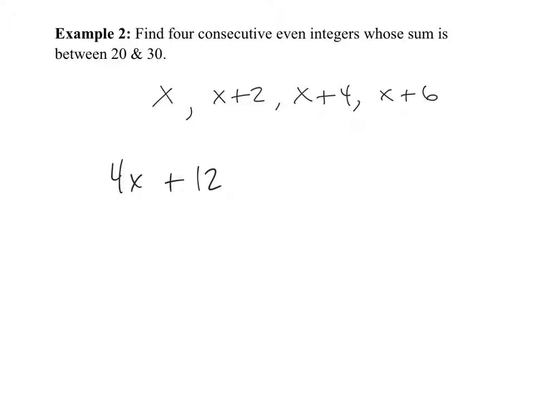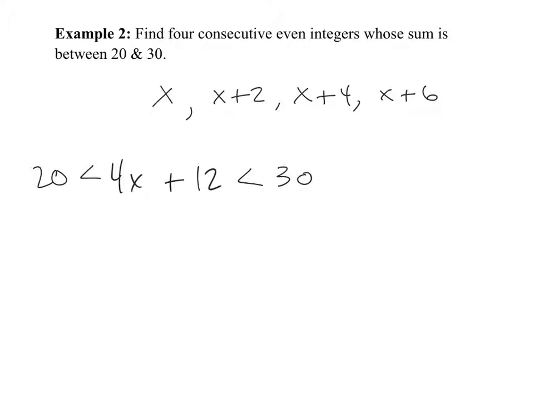How do I write that? How do I write, so this is the sum right here, right? Everybody can do the math in their head? That's the sum. How do I write it between 20 and 30, Alex? What do I do? You just do 20 is less than 4x plus 12, which is less than 30. Very good, Alex. Well done.